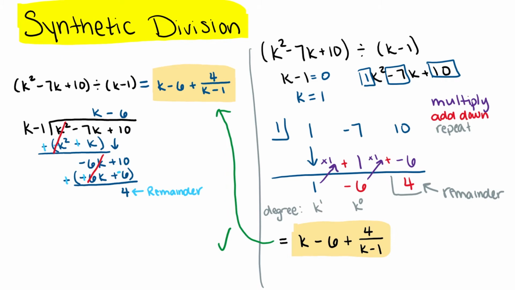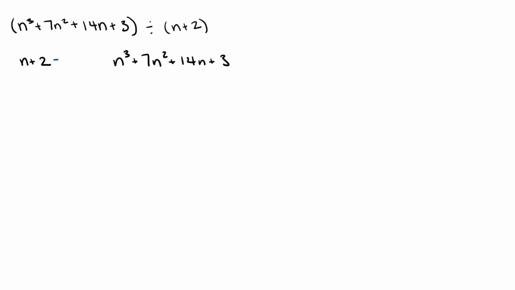So remember, the pattern for using synthetic division is finding all your coefficients, multiply, add down, and repeat. Let's look at another example. We have n to the third plus 7n squared plus 14n plus 3 divided by n plus 2. We'll start by rewriting our divisor and our polynomial. Set that n plus 2 equal to 0 and find n equals negative 2. Next, let's identify the coefficients of each term within our polynomial. We have 1, 7, 14, and 3.